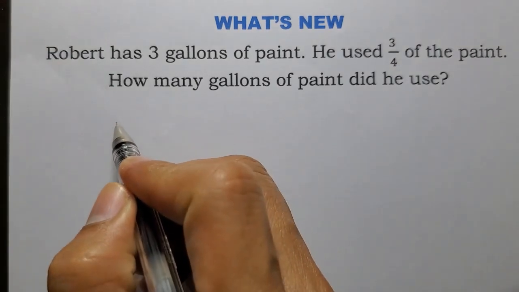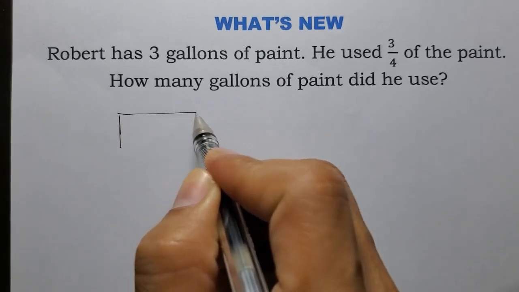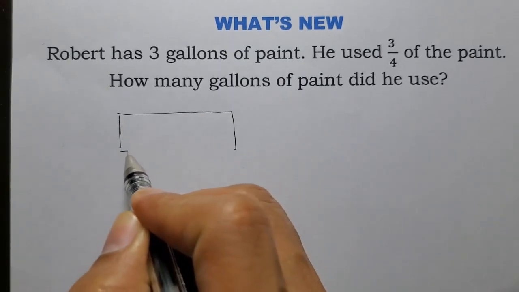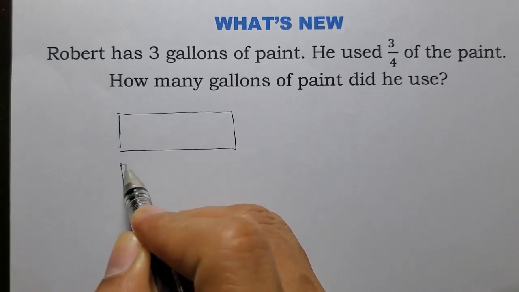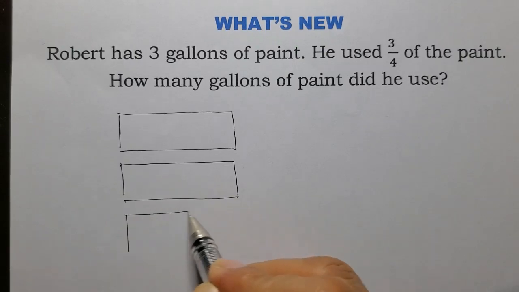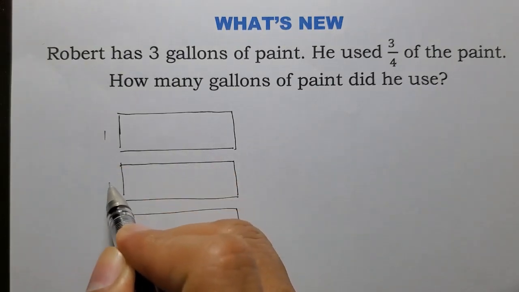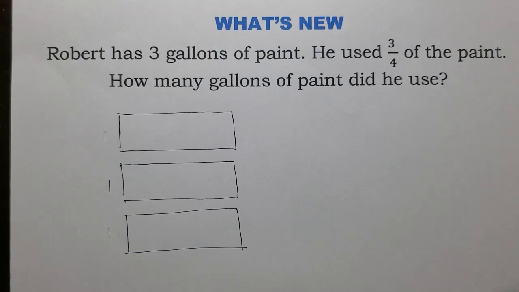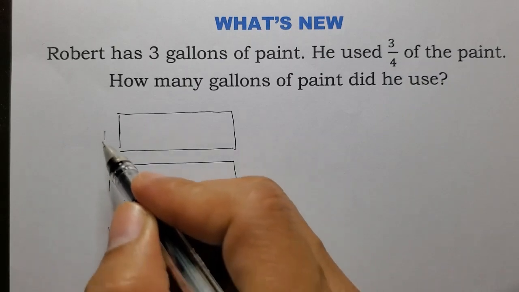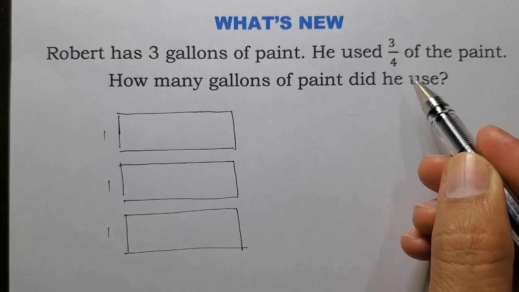In this problem, we have 3 gallons of paint, and this will represent 3 gallons: 1, 2, and 3. The models here, or the rectangles here, would represent the gallons, 1, 2, 3 gallons. This time, we will use 3/4 of the paint. For example, this is the total gallons of paint. We will get 3/4 of that.